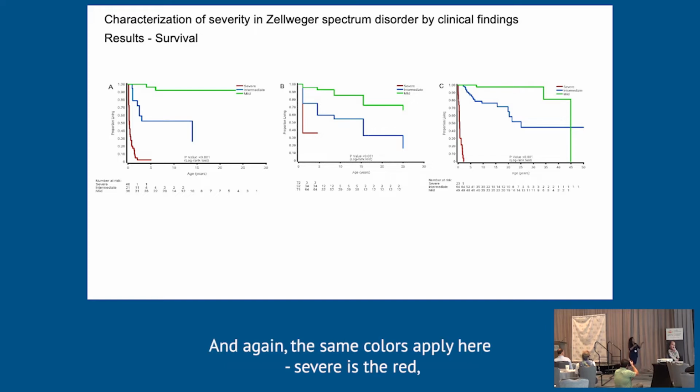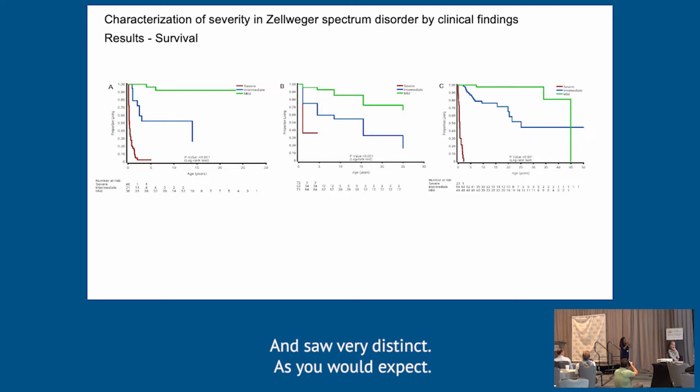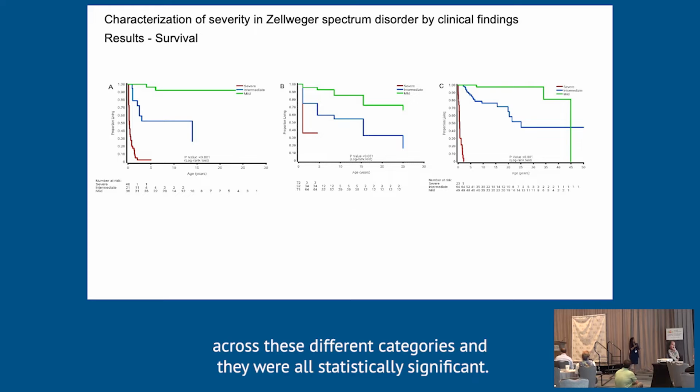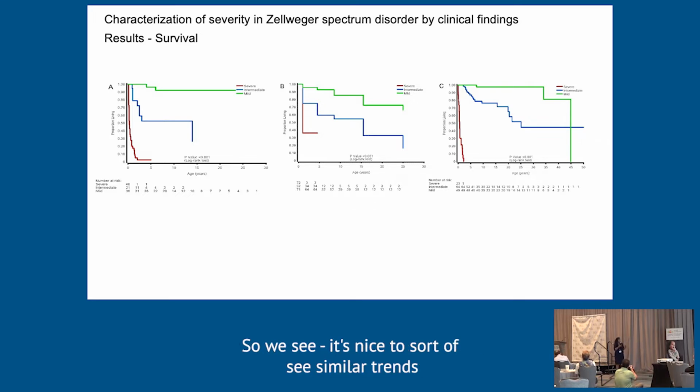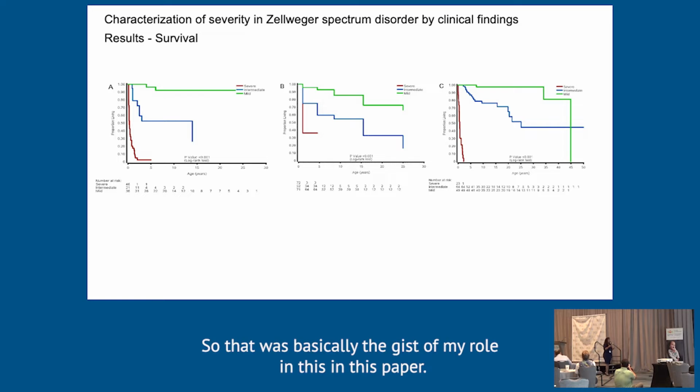And again, the same colors apply, where severe is the red, intermediate is the blue, and green is the mild. And we saw, as you would expect, very distinct survival patterns across these different categories, and they were all statistically significant. So it's nice to see these similar trends across all of these data sets. So that was basically the gist of my role in this paper.